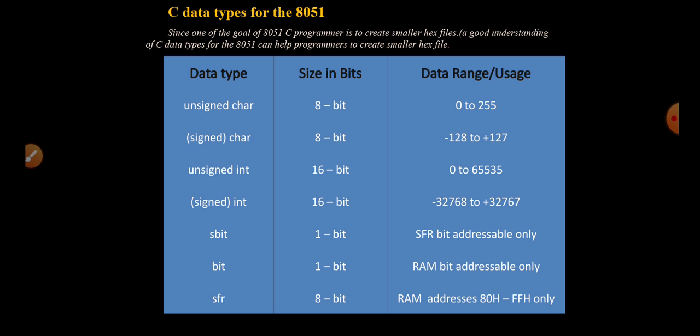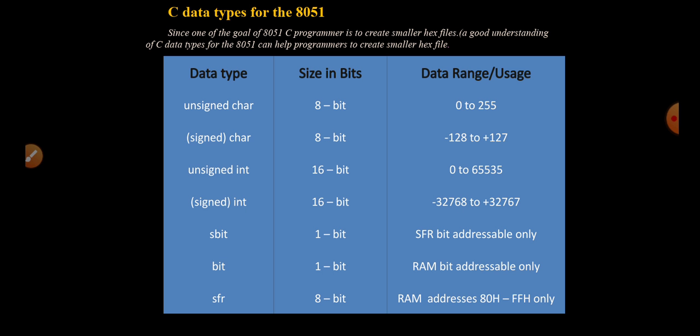+32,767. If the data definition like unsigned or signed has not been used in front of your integer data type, then by default it will be taken as a signed integer, and the values have to be in the range from -32,768 to +32,767, right? Then we have the next data type, that is sbit.